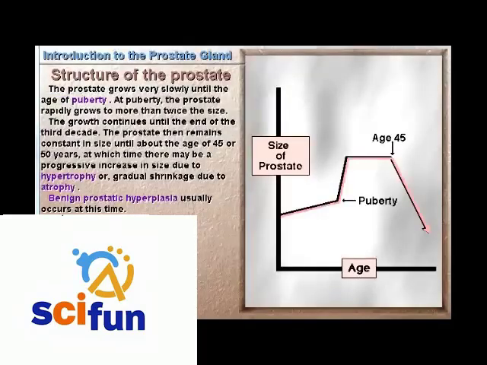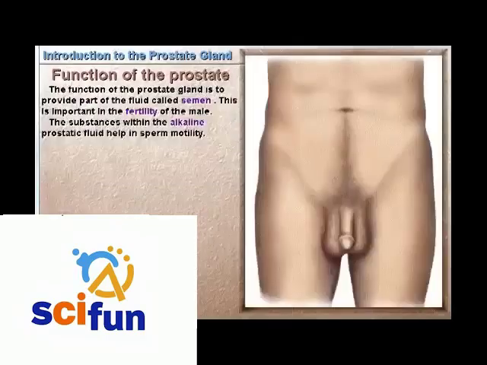The prostate grows very slowly until the age of puberty. At puberty, the prostate rapidly grows to more than twice its size. The growth continues until the end of the third decade. The prostate then remains constant in size until about the age of 45 or 50 years, at which time there may be a progressive increase in size due to hypertrophy or gradual shrinkage due to atrophy. Benign prostatic hyperplasia usually occurs at this time.